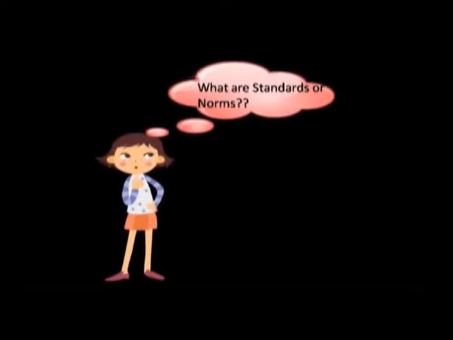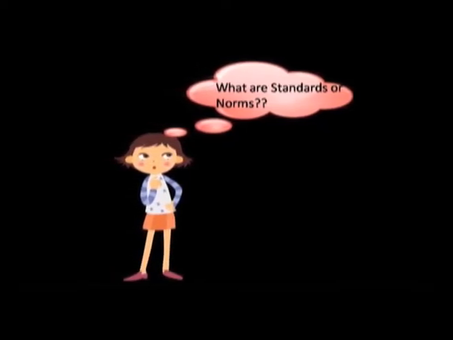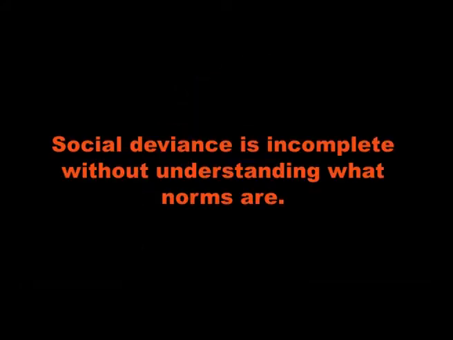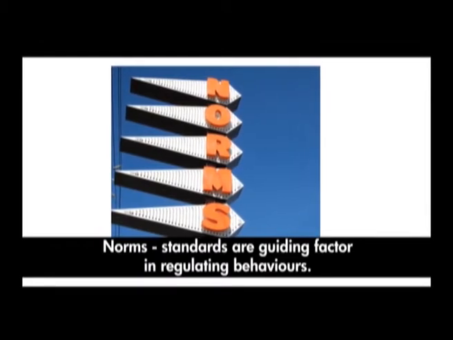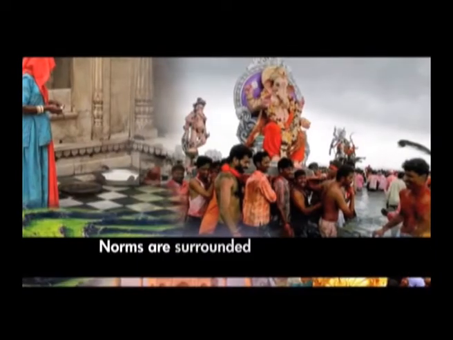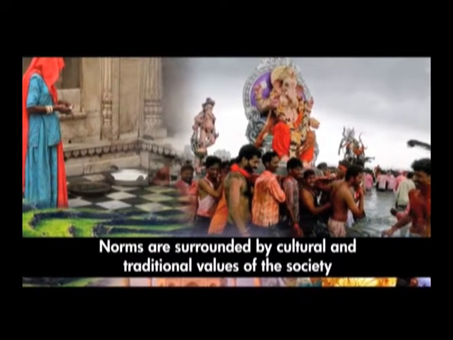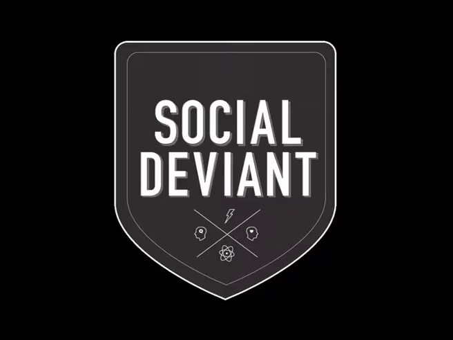Social deviance: definition and nature. To understand and discuss deviation, first we need to understand what a defined standard or norm is. Social deviance is incomplete without understanding what the norms are. Norms are standards which guide the regulating of behavior. These norms are usually surrounded by cultural and traditional values of the society concerned. So while discussing deviance, we are actually referring to violations of these norms or of behavior that is separated from normal standards of behavior.